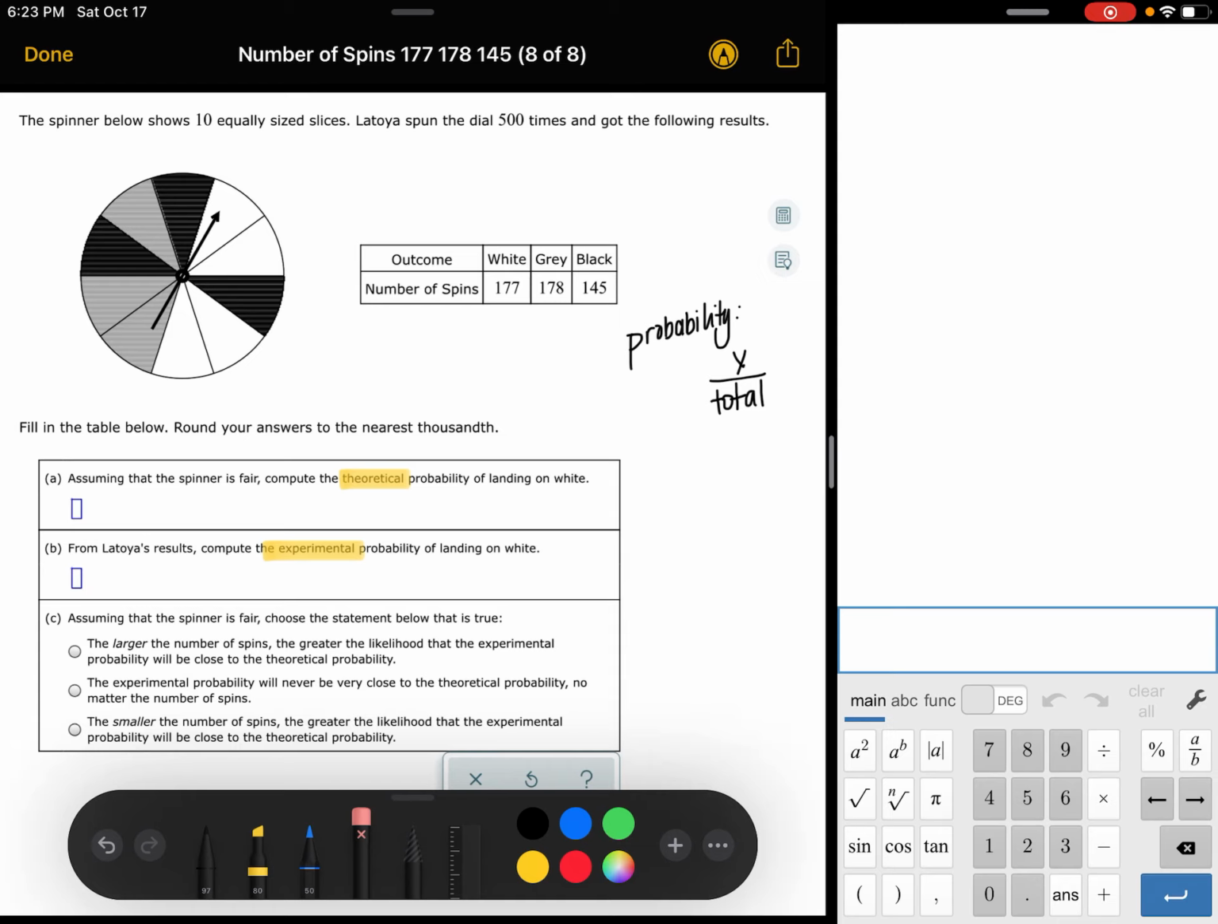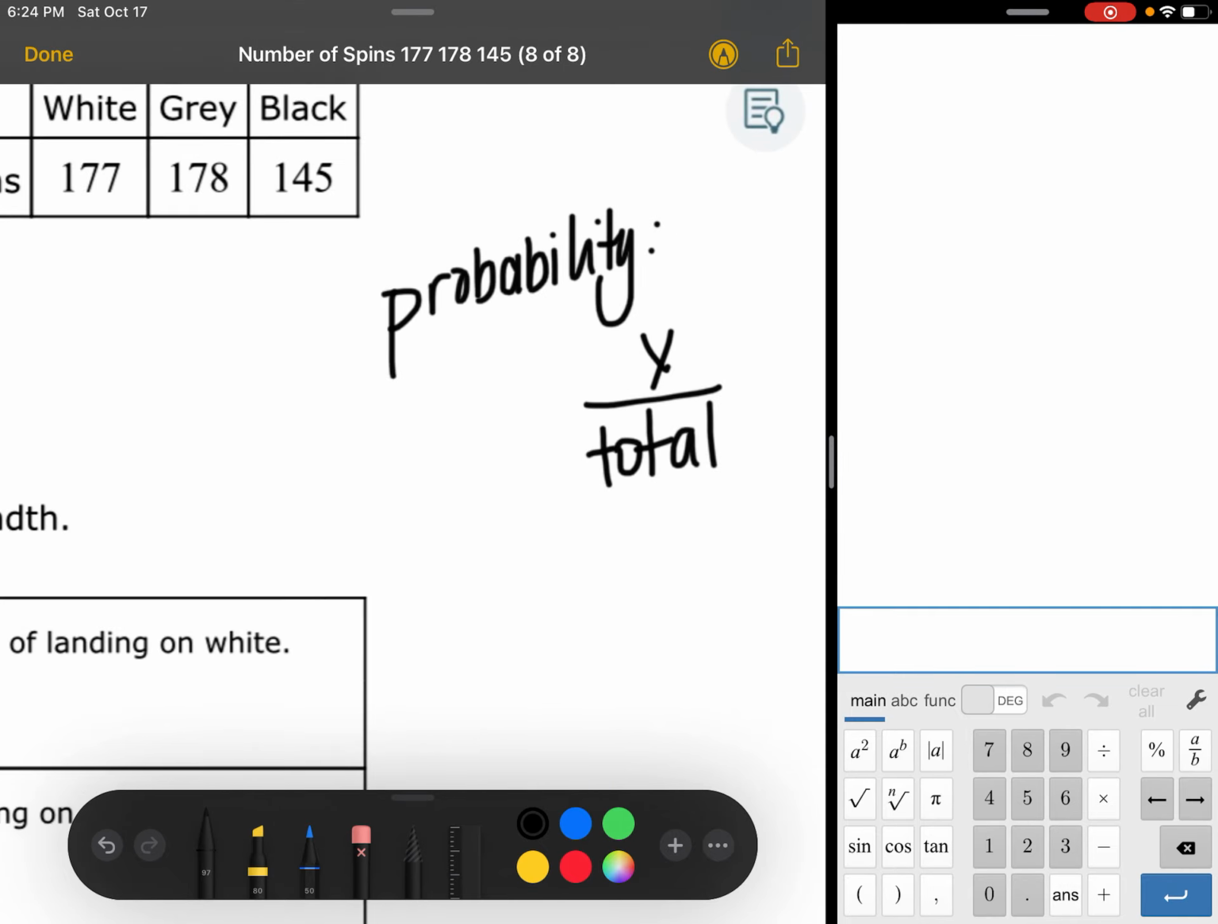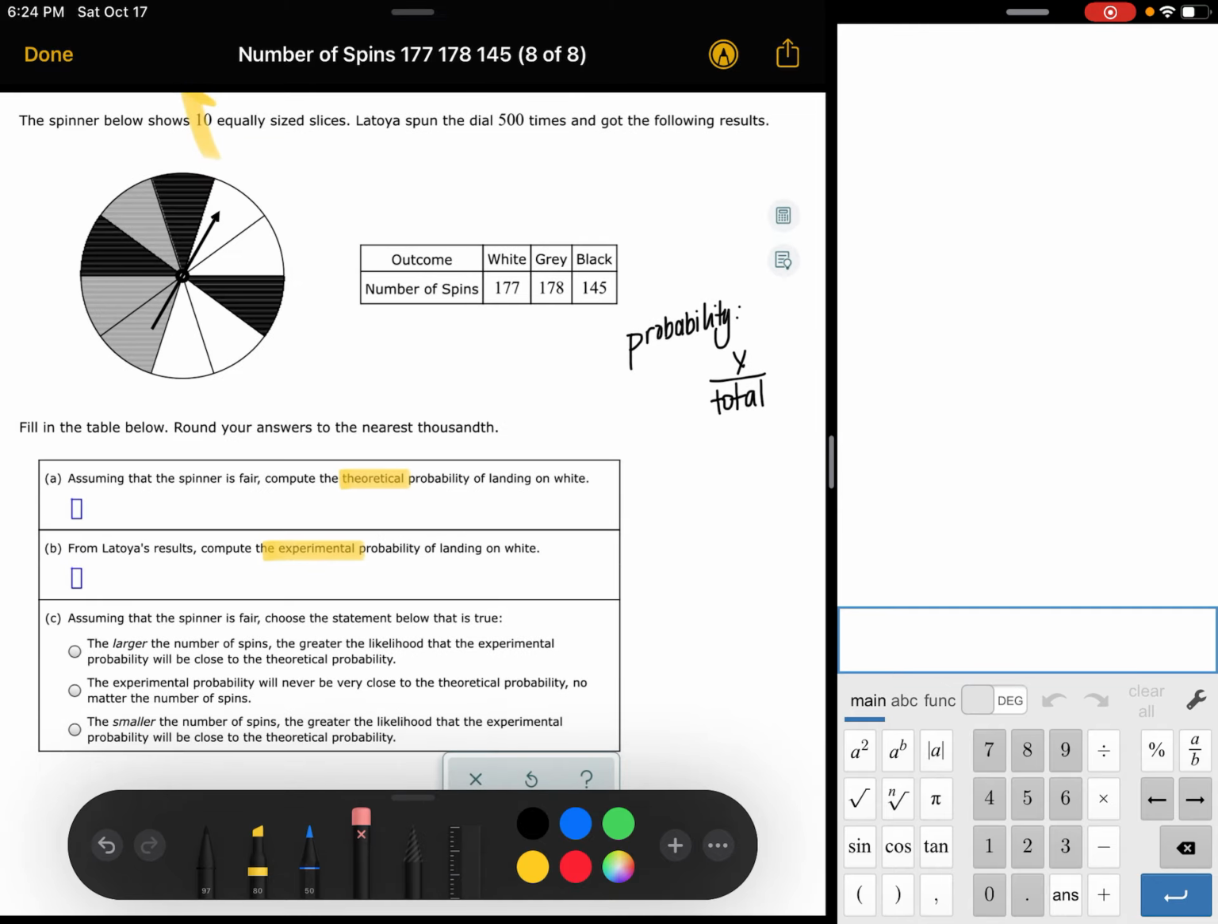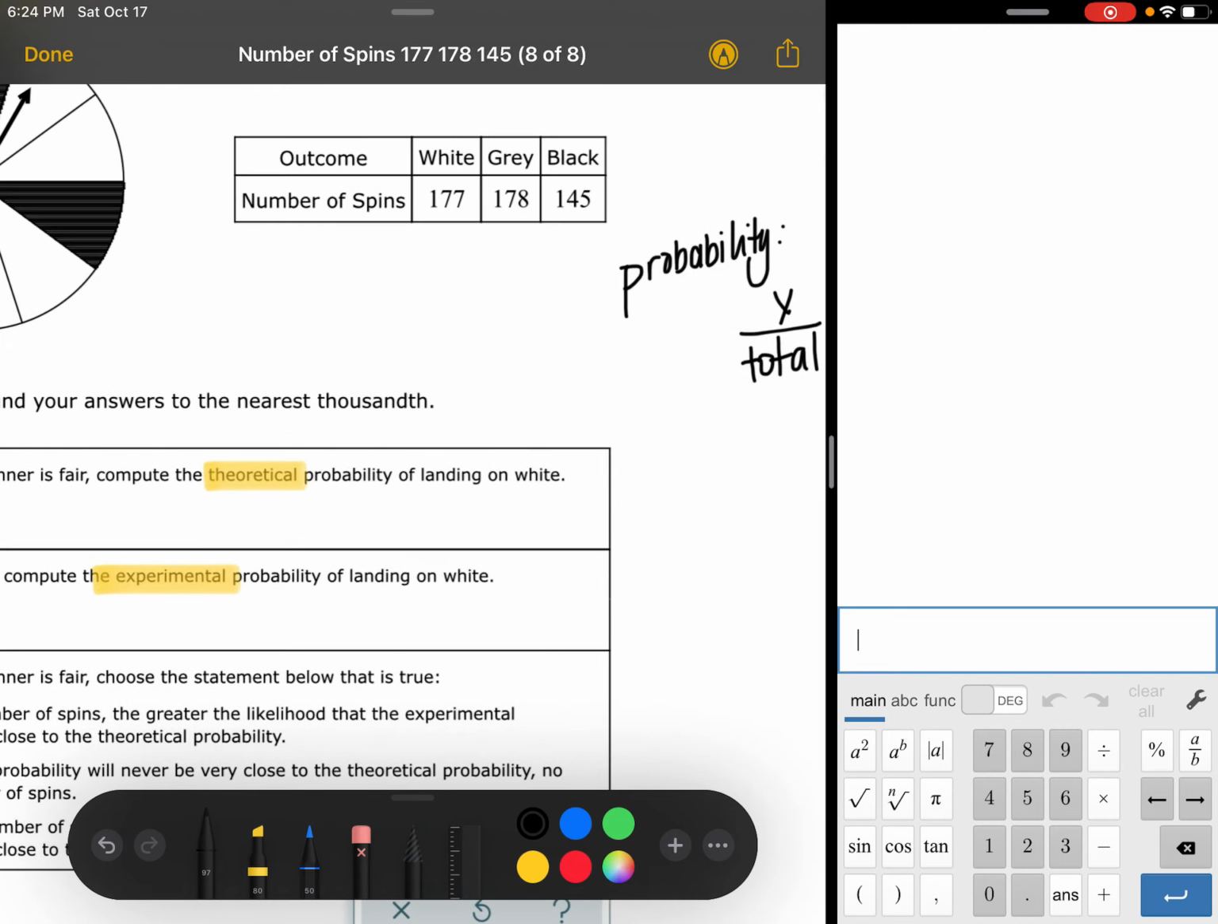So it's assuming the spinner is fair, meaning all the spaces in the spinner are equally sized and spaced apart. Compute the theoretical probability of landing on white. So I know that there are 10 slices, so that is my total. Just as a reminder, probability is talking about a specific event out of the total number of possibilities that you have, right? An example for this would be, for the one that we have, you're spinning a spinner. There are 10 total spaces. So there are 10 total things that you can land on. Okay, so that would be my denominator.